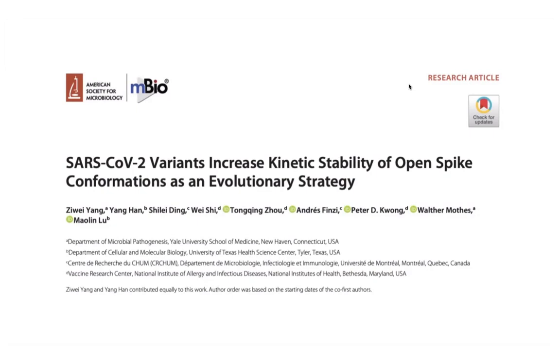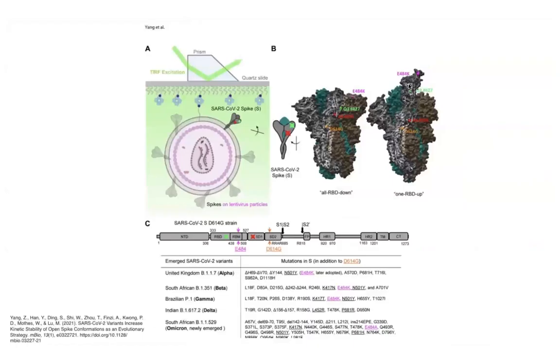In this paper, that's what they did, and they wanted to see how specific variants of the protein affect things. So how do mutations that change the protein affect how often it's going up and down and up and down? So this is a really cool paper by Yang et al. that I thought I would use as an example.